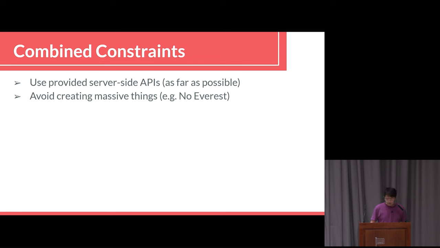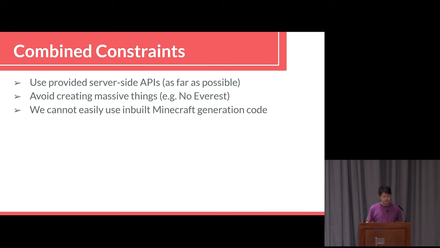And finally, because of how the API is designed, we cannot easily use inbuilt Minecraft generation code. This means that if we try to make a Minecraft world generation plugin, we end up completely overriding whatever was there. So it becomes very difficult to try and just make small changes. You end up destroying what was already there previously.